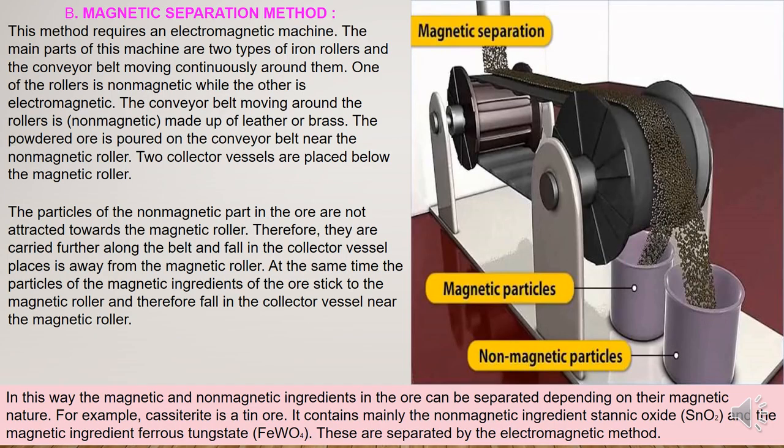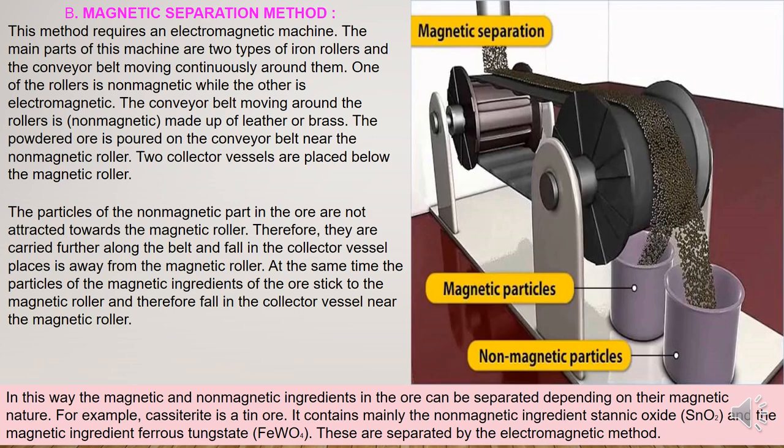And the powdered ore is poured on the conveyor belt near the non-magnetic roller. The two rollers here you can see, जो दो rollers हैं, एक जो पीछे की तरफ है वो non-magnetic है और जो आगे वाला है it is magnetic, electromagnetic. The two collector vessels are placed below the magnetic roller. दो box दिखाई दे रहे हैं.